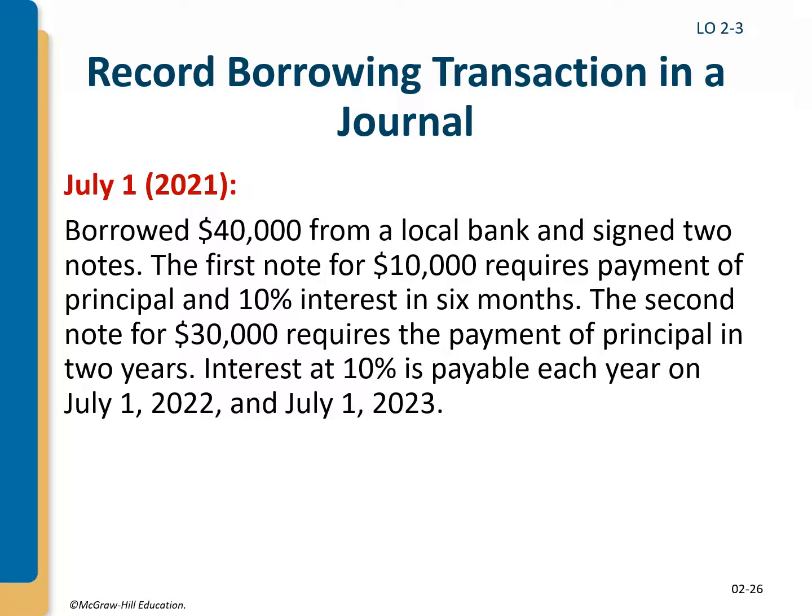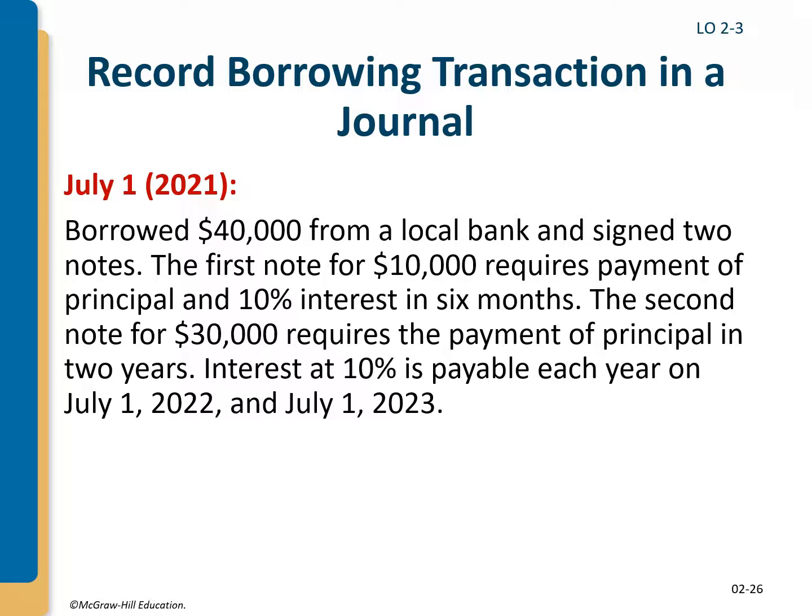The company borrowed $40,000 from a local bank and signed two notes. The first note for $10,000 requires payment of principal and 10% interest in 6 months. The second note for $30,000 requires the payment of principal in 2 years. Interest is calculated at 10% and is payable each year on July 1st, 2022 and July 1st, 2023. Wow, that's a lot of stuff, right?